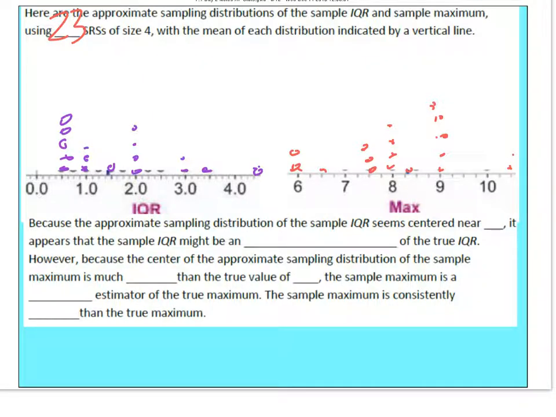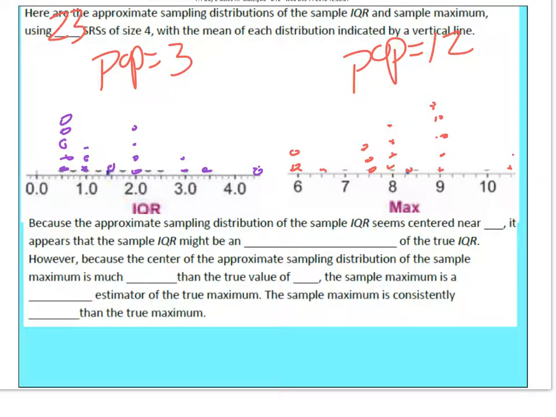What I did back in my brick and mortar class is I had 23 students, so I had each one of them do one sample of size 4. They recorded the IQR and max. These were the results: this is the IQR and here was the max. Keep in mind the population's IQR was actually 3, and the population's max was 12.